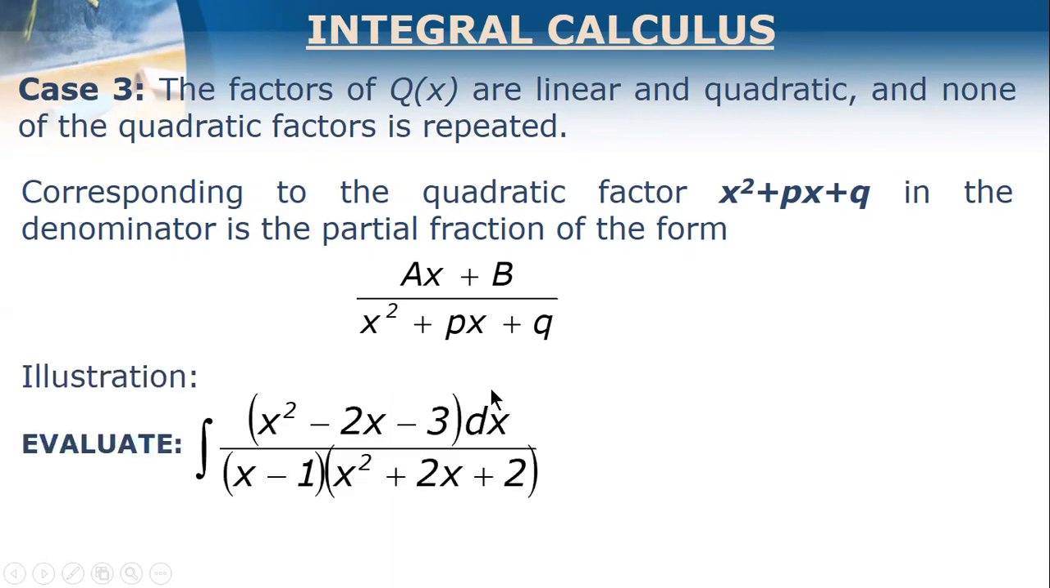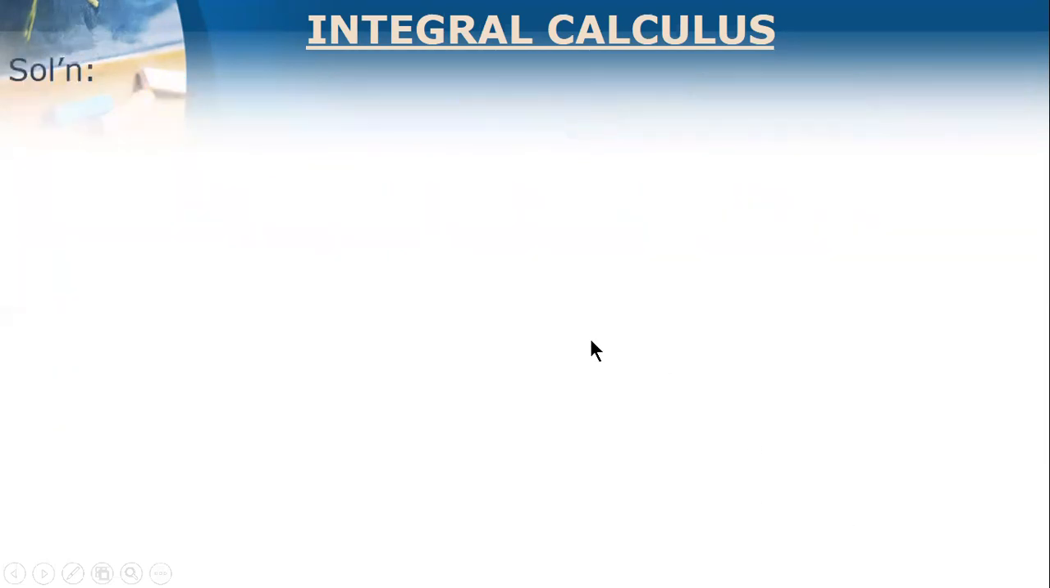So to illustrate, let's have this one. Evaluate the integral of x squared minus 2x minus 3 all over x minus 1 times x squared plus 2x plus 2. X minus 1 is a linear factor. But x squared plus 2x plus 2 is a quadratic factor, and we cannot factor this one. Okay. We cannot break this one into two linear factors.